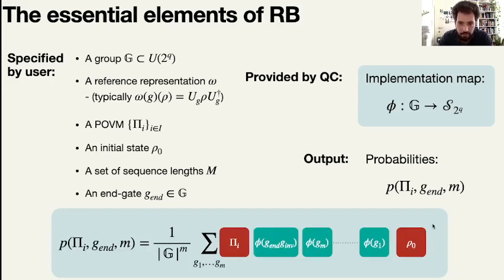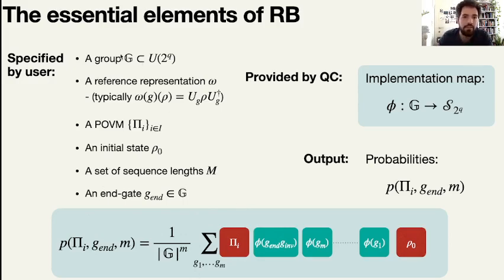you prepare some starting state, you apply randomly G1 to GM, you compute the inverse, you add the end gate, and it's important that you compile it in. So you compile up to some end gate, you apply that, you measure, and then you gather this probability data and you average over a whole bunch of random sequences. So that's a generic randomized benchmarking experiment.